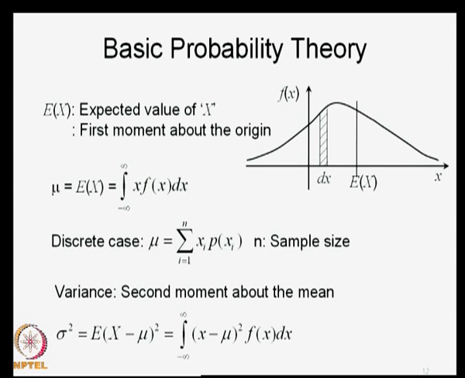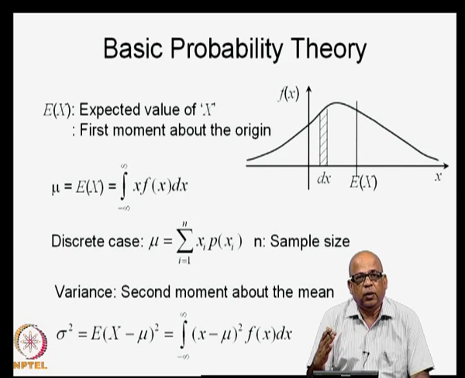Then there is the important concept of the expected value. Now, all of these we will be using subsequently in the optimization. So, I will just go through quickly the definitions of these various terms that we will be using. Now, the expected value is the first moment of the probability density function about the origin.